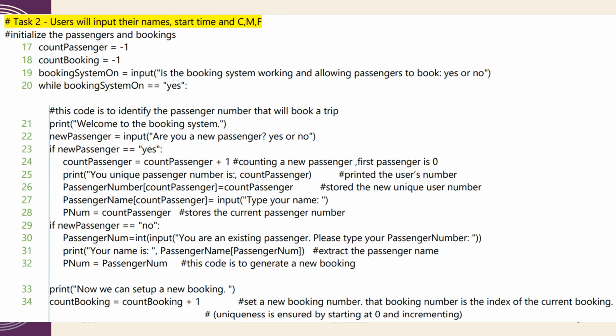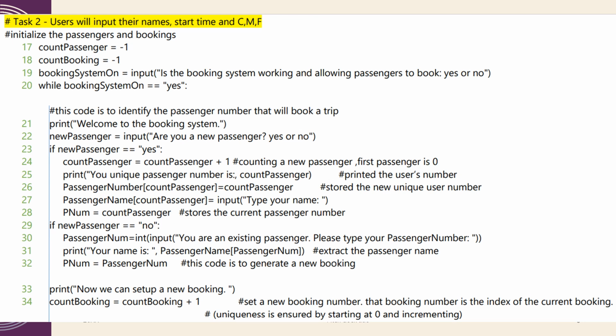So line 21, print welcome to the booking system. Line 22, new passenger equals input. Are you a new passenger, yes or no? So we're going to ask them if they're a new passenger. From line 23 to 28, those lines are related if new passenger equals yes. So this is a new person, they haven't booked before. We're going to create count passenger equals count passenger plus 1, give them a unique number. That unique number is created by simply incrementing the counter and letting them store their name and storing their number, and pnum equals count passenger.